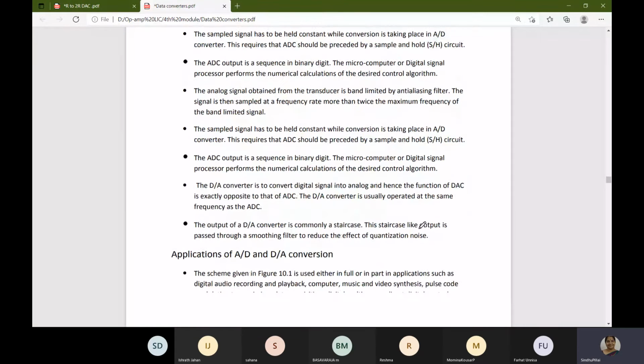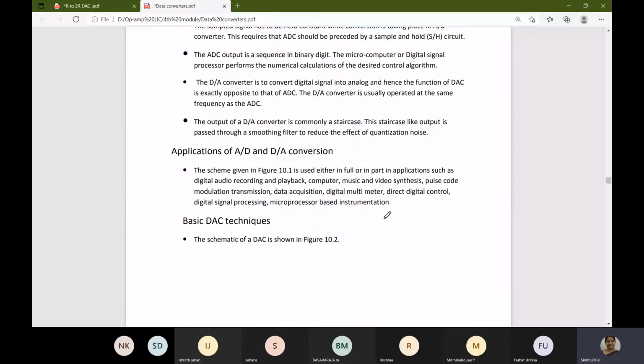Next, we'll see the applications of A to D and D to A. The most important application is the computer. Next is digital audio recording, playback, music, video synthesis. All this has more clarity now because of digitization. It can be used for pulse code modulation transmission, which is for transmission of signals. It comes in communication.